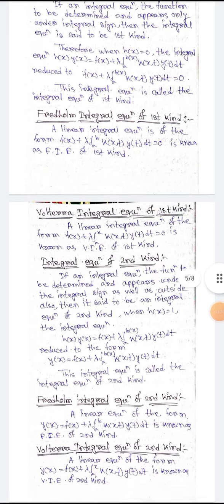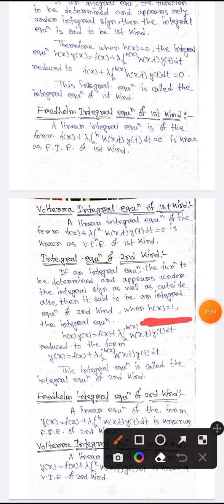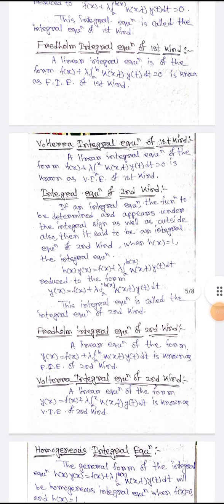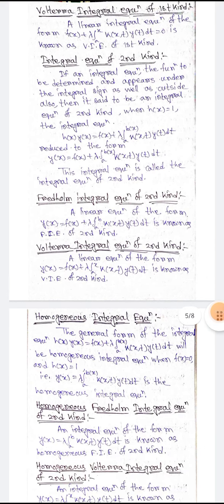Integral equation of second kind when h(x) equals 1. First kind when h(x) equals 0 and second kind when h(x) equals 1. Fredholm and Volterra are same, only change in the limit and h(x) equals 1.